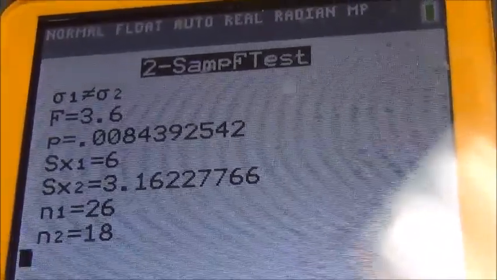So in this case, my F value is just 3.6. My P value is 0.0084. So, should we accept or reject the claim based on the P value? Since my P value, 0.0084, is less than 0.05, we are going to reject the null, and so that means we are going to accept the alternative hypothesis, which is that they are different. So we are going to accept the claim that they are different.